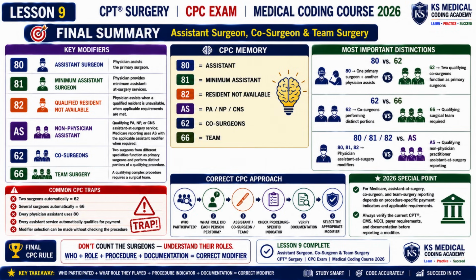Here are the major CPC traps. 2 surgeons do not automatically mean modifier 62. Several surgeons do not automatically mean modifier 66. And a physician assistant does not automatically mean modifier 80. Instead, use the correct CPC approach. Who participated? What role did each person perform? Was it an assistant, co-surgeon, or team? Then check the procedure-specific indicator, verify the documentation, and select the appropriate modifier.